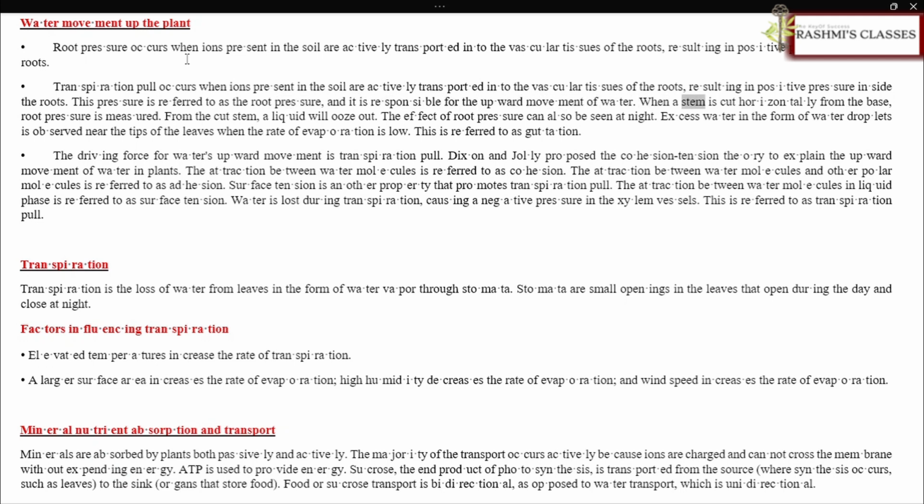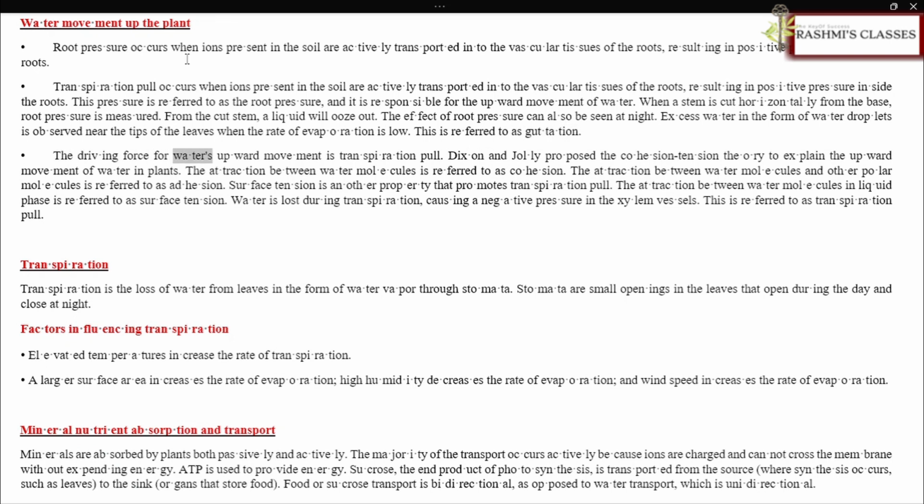When a stem is cut horizontally from the base, root pressure is measured. From the cut stem, a liquid will ooze out. The effect of root pressure can also be seen at night. Excess water in the form of water droplets is observed near the tips of the leaves when the rate of evaporation is low. This is referred to as guttation.